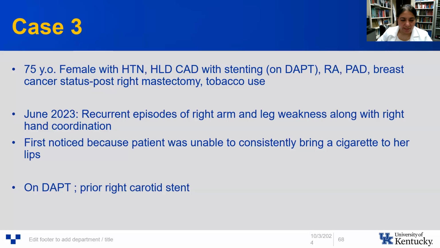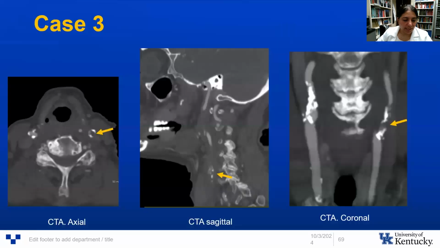Our third patient, as we had discussed, already had received a right-sided carotid stent, was on antiplatelet therapy. She also had a history of breast cancer, had undergone radiation, and she continued to smoke. So here again, as we said, her right-sided weakness was noticed because sometimes she would not be able to lift up her hand to smoke. So they noticed there were these episodes where she was not able to do that.